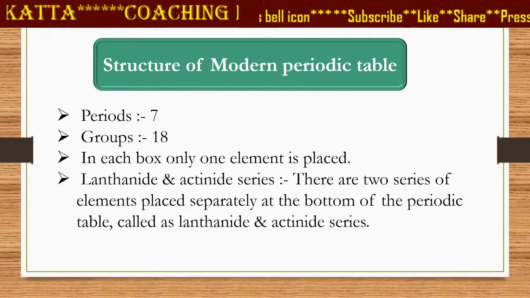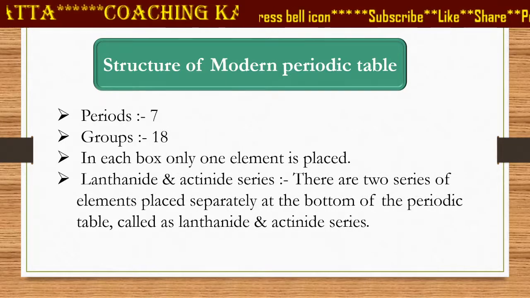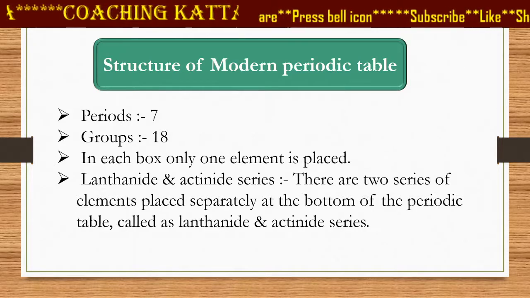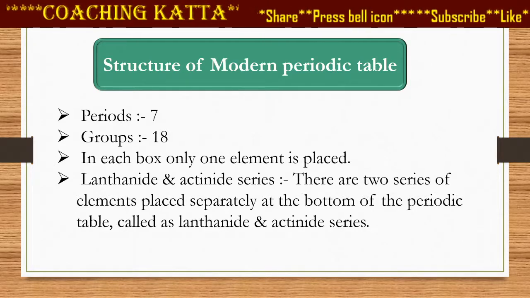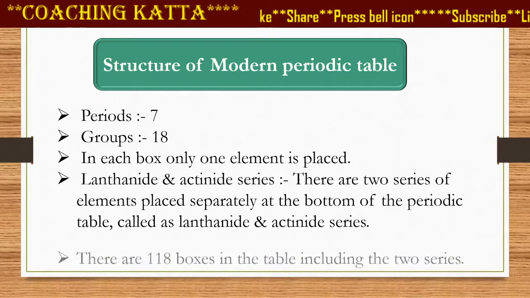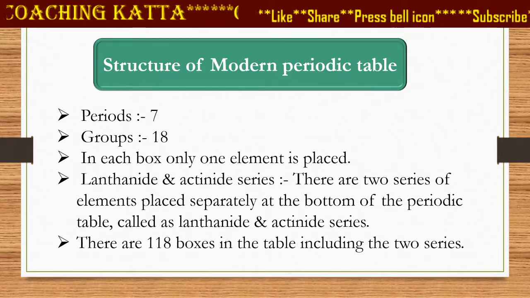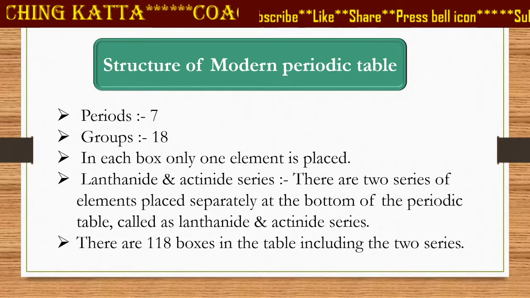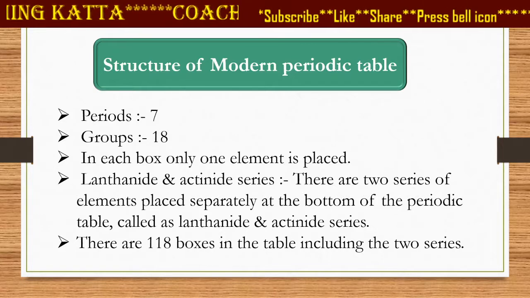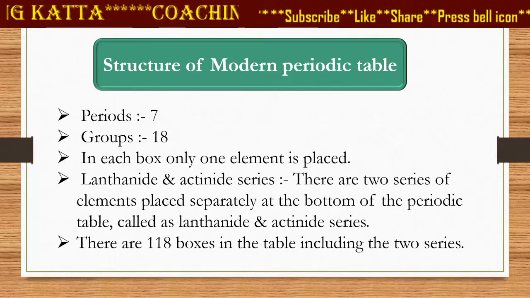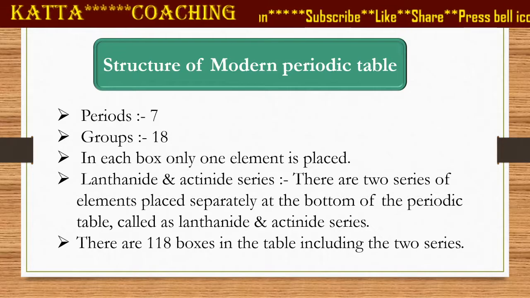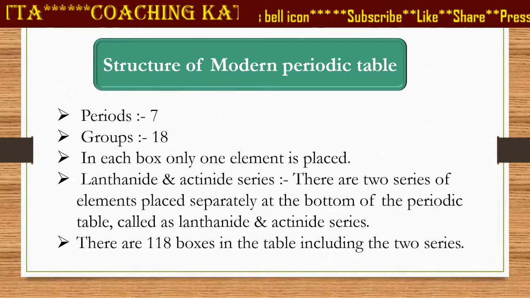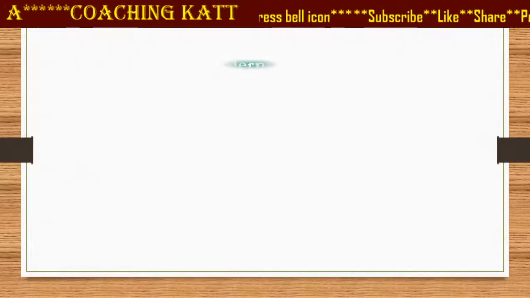Also, there are 2 separate rows shown at the bottom of the periodic table. These are called lanthanide and actinide series. Including these 2 series, there are a total of 118 boxes in the periodic table. It means that there are 118 places for elements. All these boxes are completely filled because all the 118 elements are now discovered.